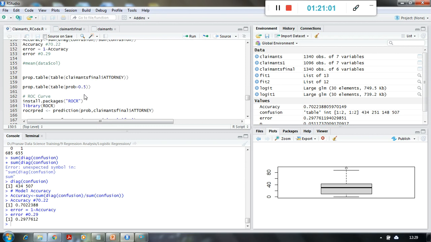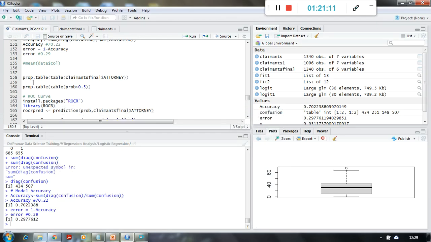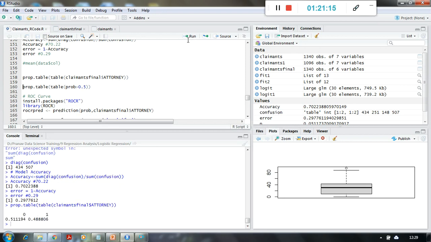So now if I want to change the cutoff value, let us first complete this one. Here the accuracy should be greater than the percentage of the majority class. So let us check what the majority class is. What is the proportion of my original attorney column?